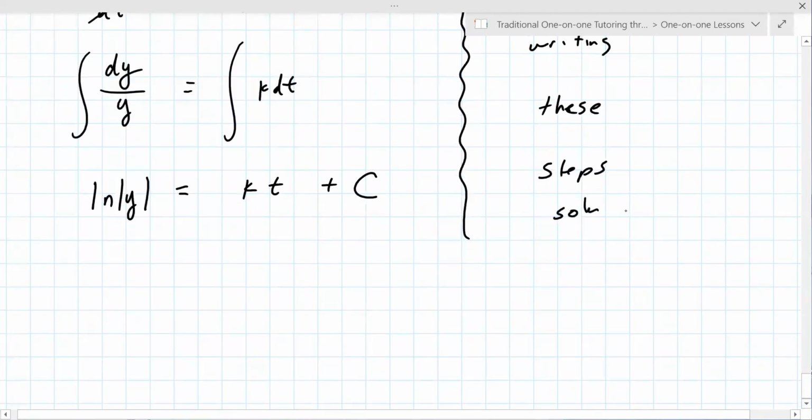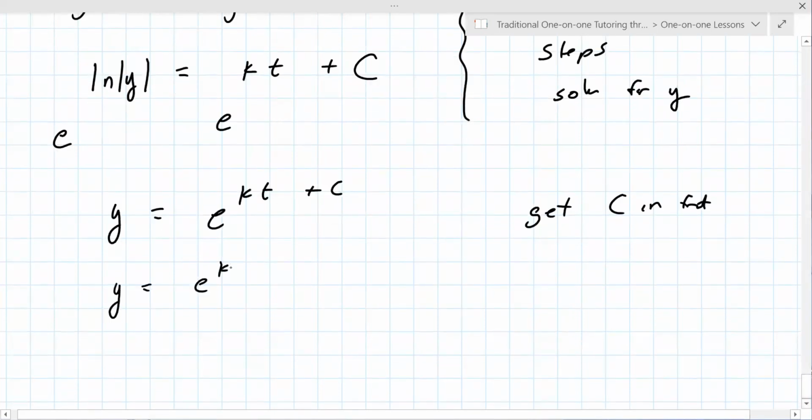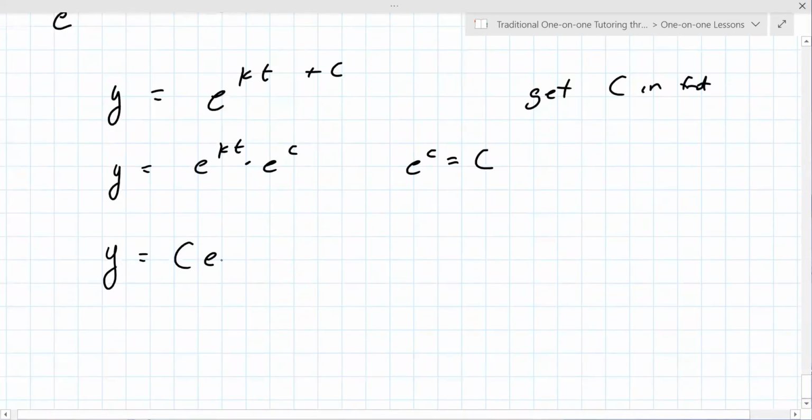So now we're going to solve for y. So e both sides, y equals e to the kt plus c. And then here the step is you have to get c in front. So there's just a rewrite here. It's e to the kt times e to the c. And then off to the side, you say, but e to the c is really just c. Okay. And then you get y equals ce to the kt.